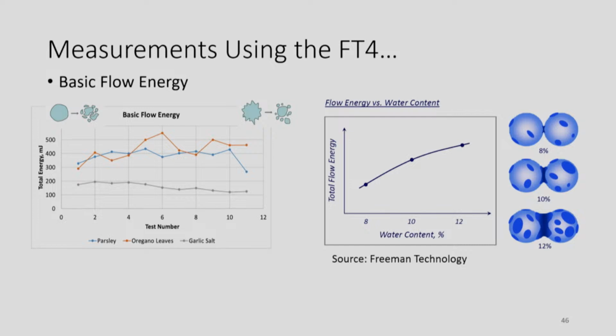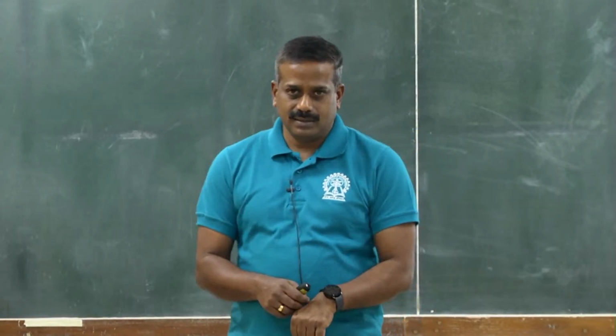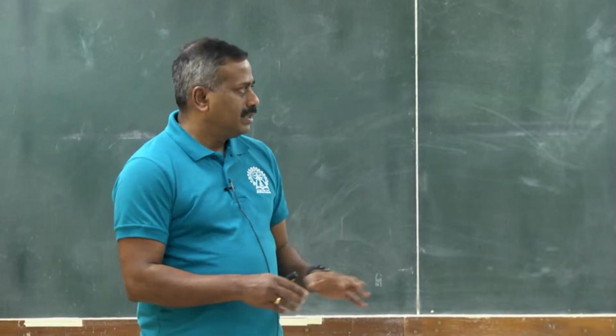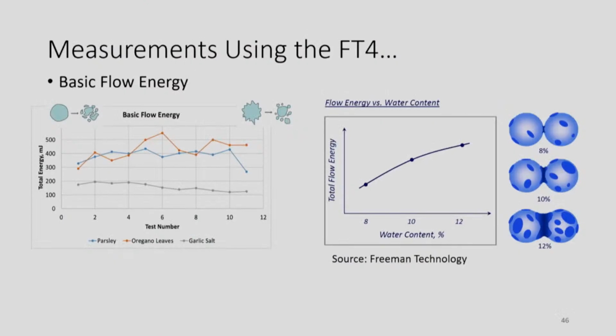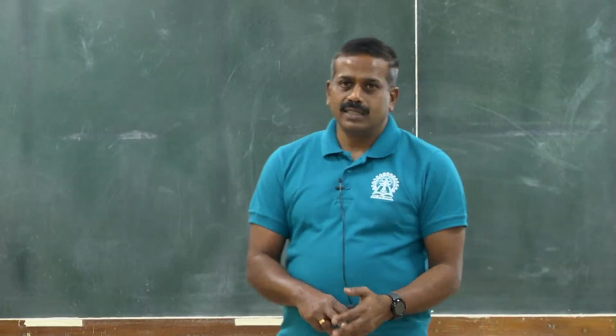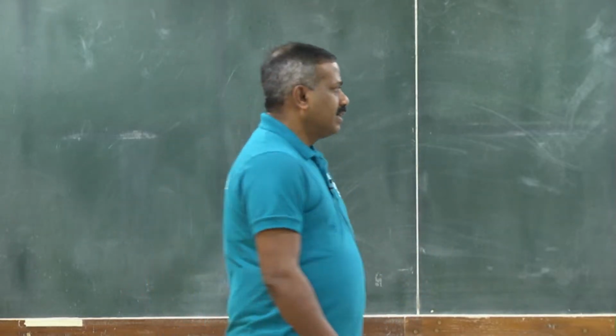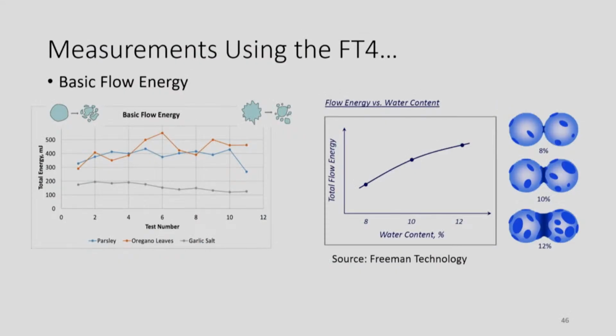Garlic salt is high in density, so its energy will be completely different from oregano leaves and parsley, which are fibrous and lighter materials. Depending on the density, these values will change. Same thing with moisture content: with increased moisture content, there will be increased cohesion, and that will also affect the density. So the total energy will also increase with increasing moisture content.